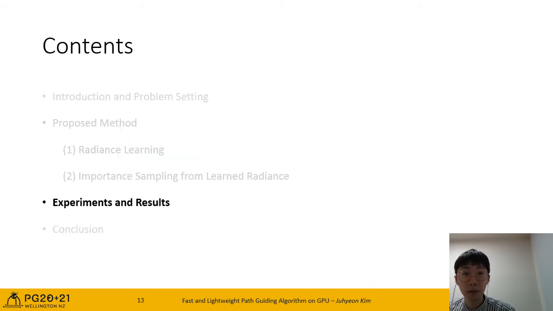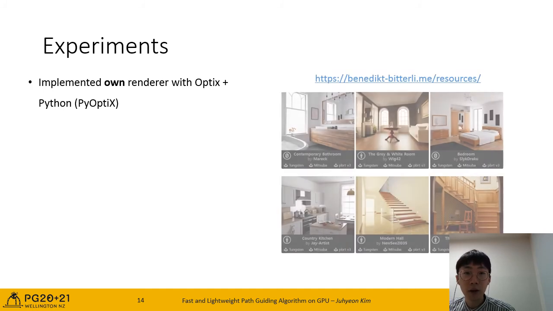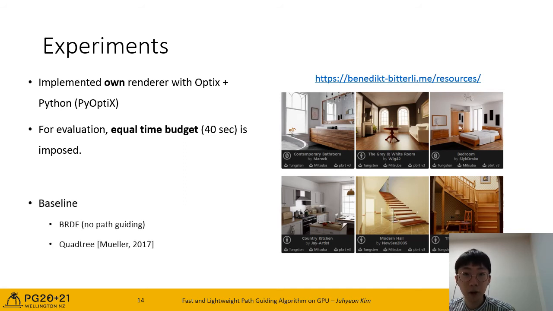Now let's look at the experiments and results. We implemented our algorithms using our own renderer with NVIDIA OptiX and Python using a megakernel architecture. We tested 12 scenes from the following site, and for evaluation, an equal time budget is imposed over all experiments. For baseline methods, we compare the BRDF method that does not use path guiding and the quadtree-based method that stores radiance in a quadtree in the spherical domain. Since it samples without considering normal direction, it may contain invalid samples heading down towards the surface.